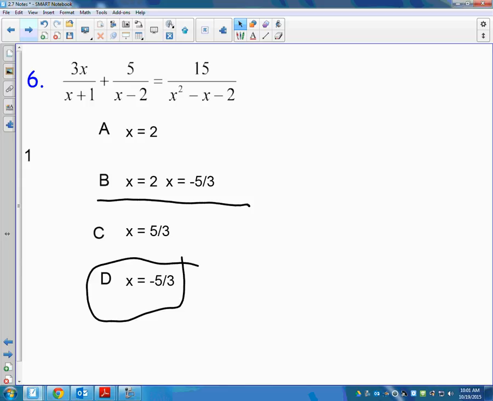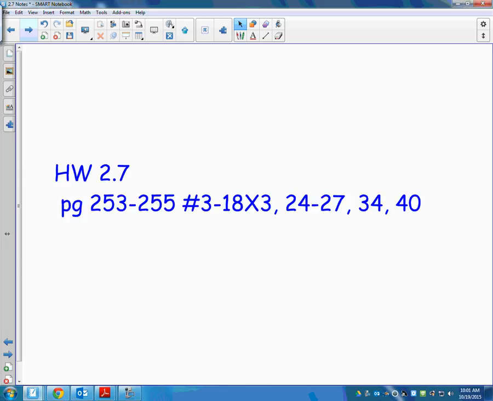So I don't know if you like this stuff. I like this stuff. Here's your homework. This is homework 2-7. Again, 2-8 is our last section in this chapter. So 3 through 18 multiples of 3, 24 through 27, 34, and 40. If they say anything about checking graphically, remember that you don't have to do that.